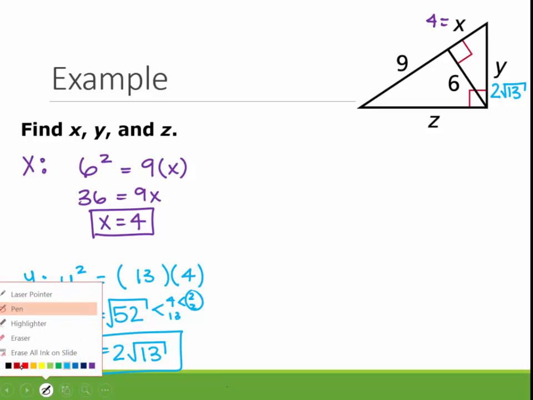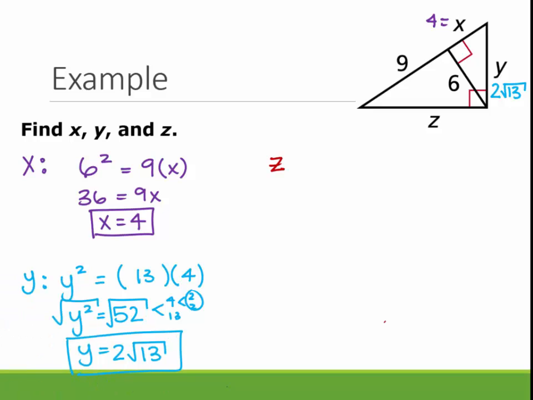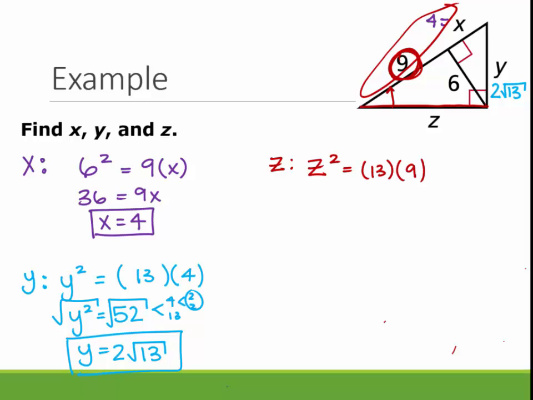Now the last one that we got to find, z. Z is again one of the legs of this big triangle. So we know it's the geometric mean of the hypotenuse of the big triangle and the one butting up to it, this one here, the 9. So z squared has to equal that 13, the 9 plus 4, times 9.